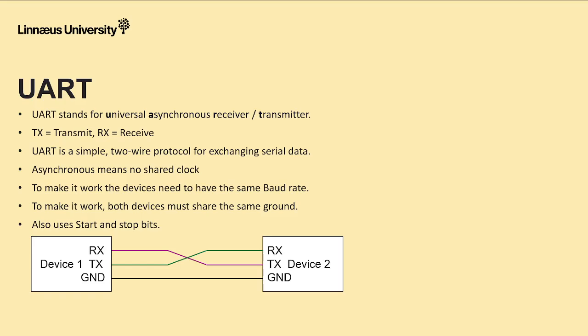And to connect two devices, you connect the RX from device 1 to TX on device 2 and TX from device 1 to RX on device 2. And then you connect both grounds together.